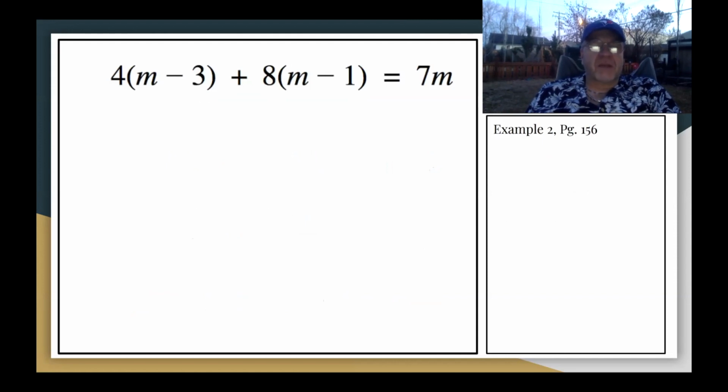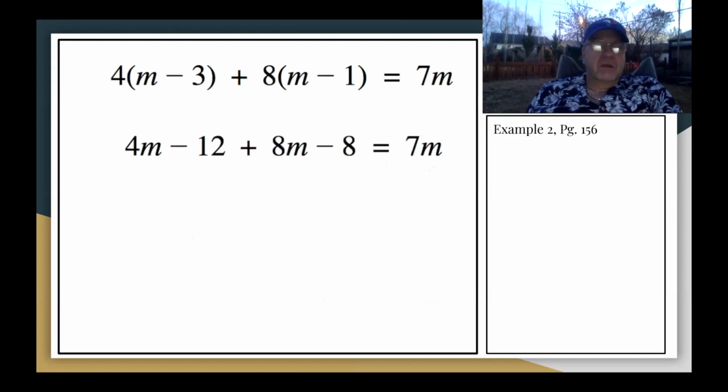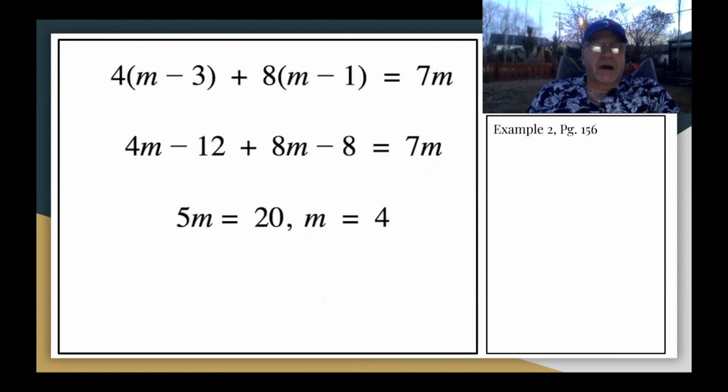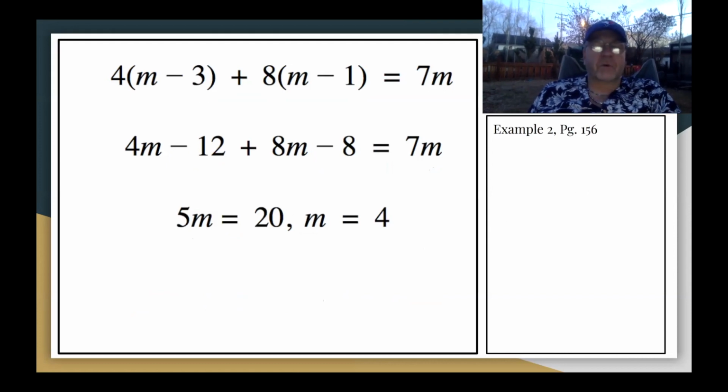Let's expand the 4 over the first set of terms and the 8 over the next. That's right, 4m minus 12 plus 8m minus 8 equals 7m. Let's bring all the m's to the left side and all the constants to the right side. Yep, that looks right. 5m equals 20, and then simplified m equals 4.